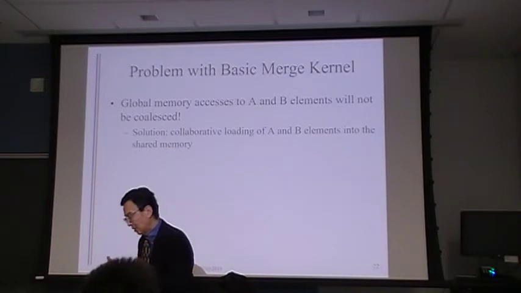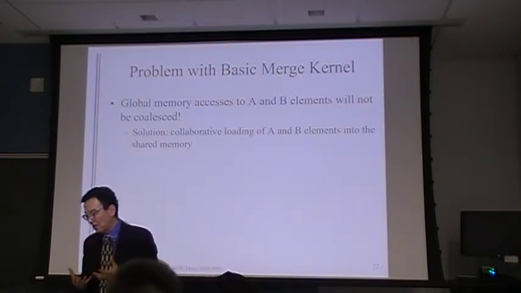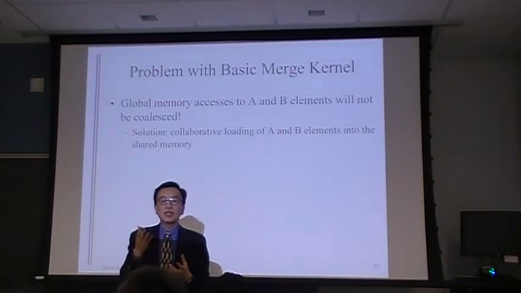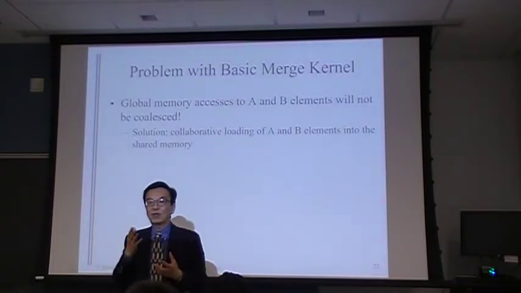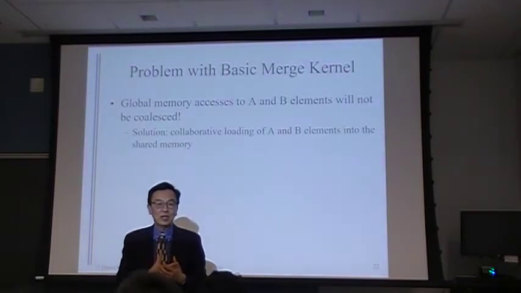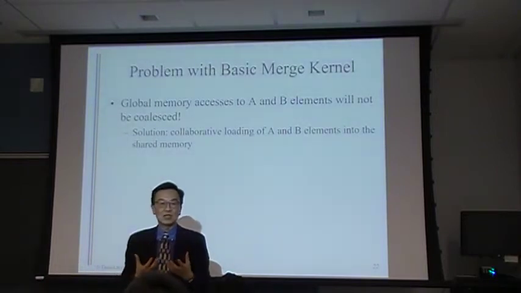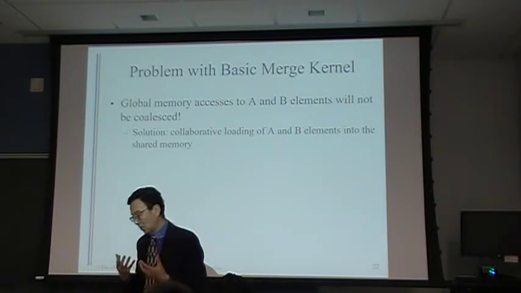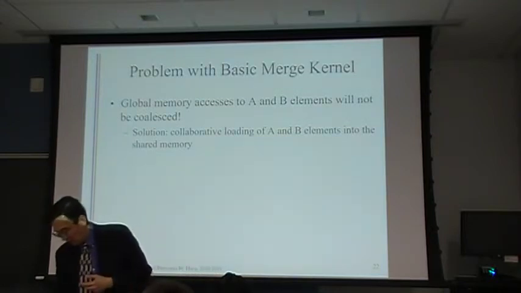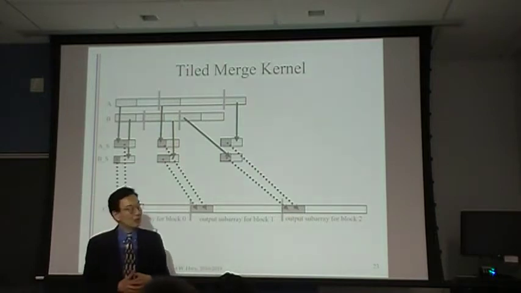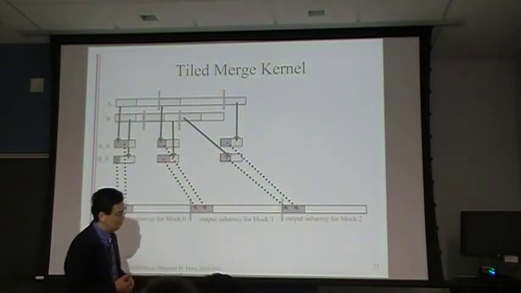So that fundamentally is still using shared memory to eliminate as much of the global memory accesses as we can. But we need to first overcome that uncertainty, right? So let's see how we can overcome that uncertainty. So this is the basis of the tiled merge kernel.